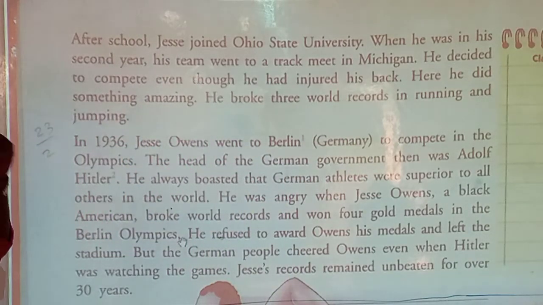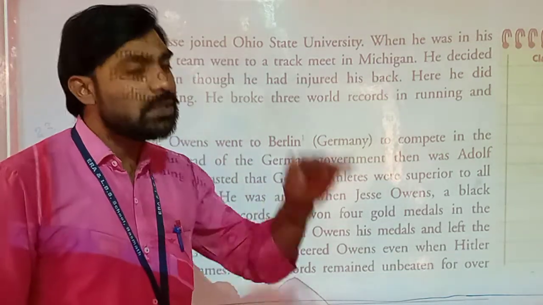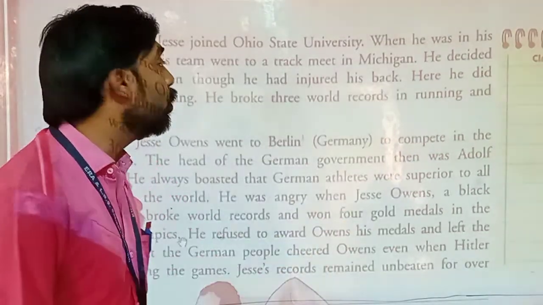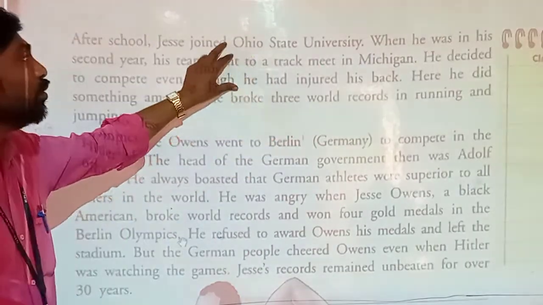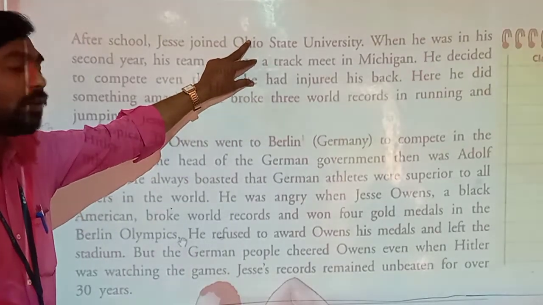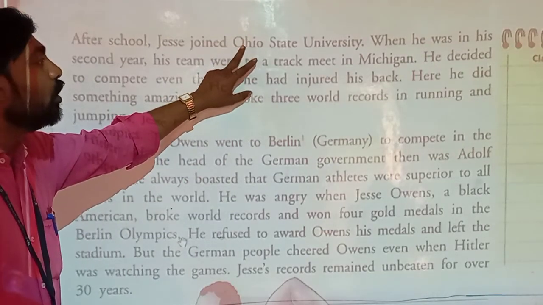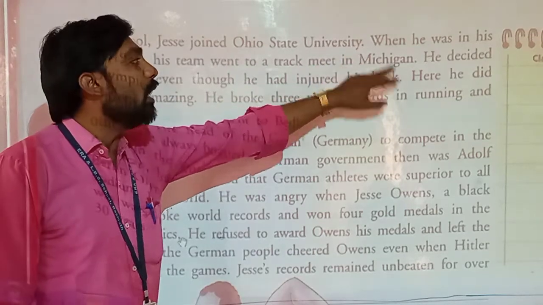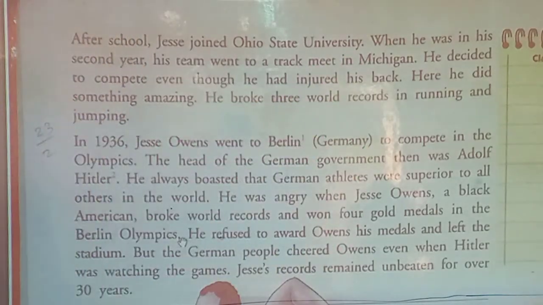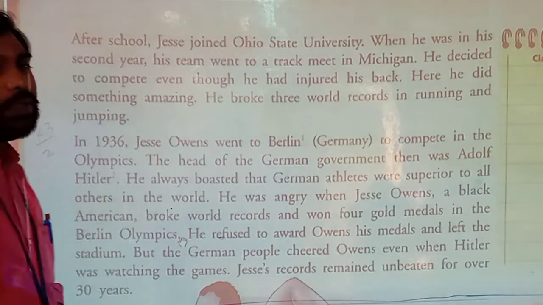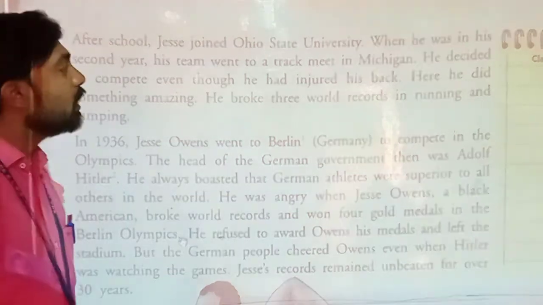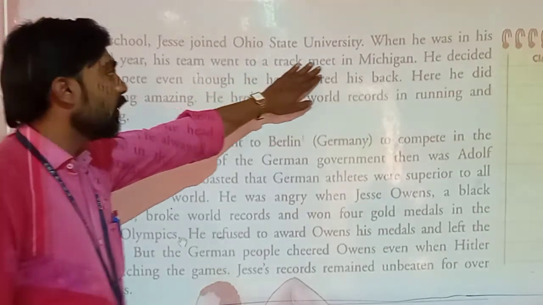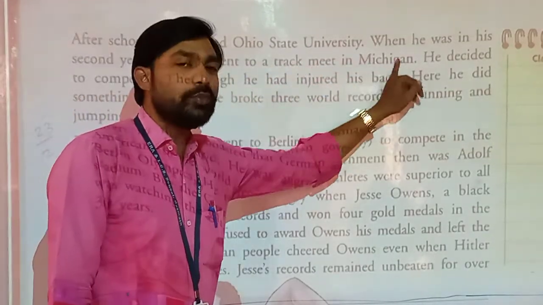Now students, when his school education was finished, he joined Ohio State University. Already I have told you Ohio is one state in USA. So he joined Ohio State University, and when he was in his second year, his team went to a track meet in Michigan. Track meet means what? It is one sport, a running race. It is known as running. Okay, a track meet in Michigan, and Michigan is one place.